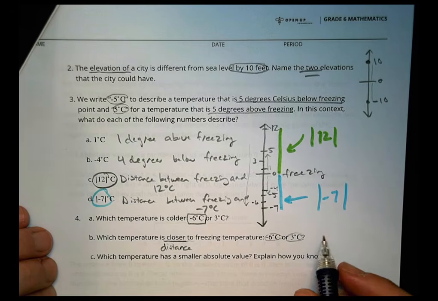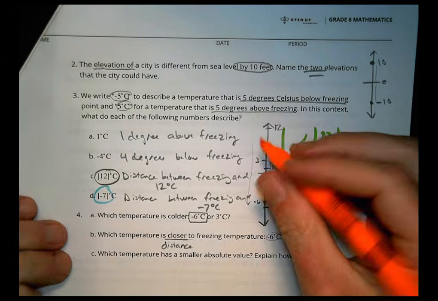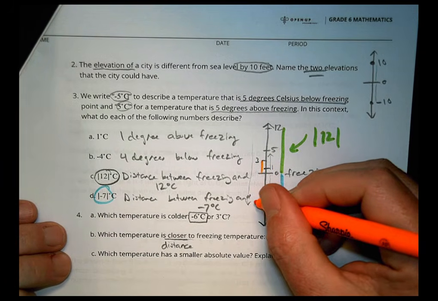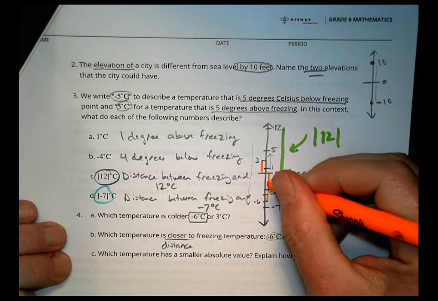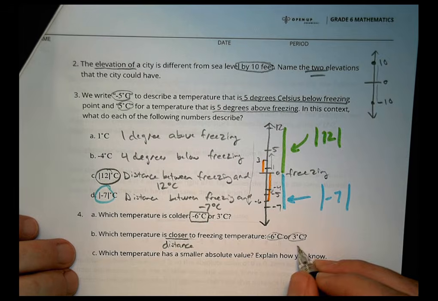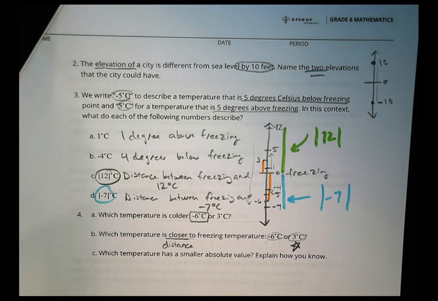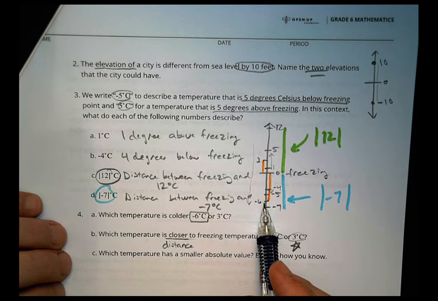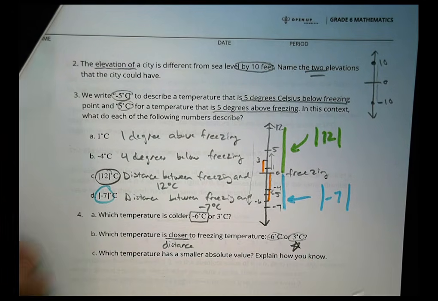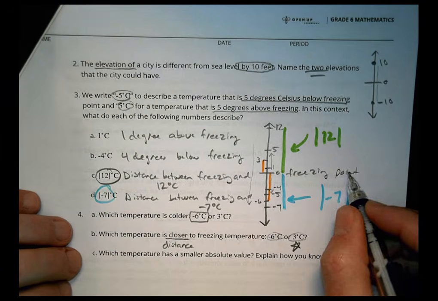Which one's closer? So you're looking at that space from 3 to 0, compared to -6 to 0. So which one has a shorter distance? We would say definitely the 3 degrees Celsius is closer to the freezing temperature. It's warmer, but it's closer to freezing than that one is, which sounds silly, but it's talking about the freezing point. Technically, once it's here, it's already frozen. So keep that in mind. This is the freezing point, where it starts to freeze.